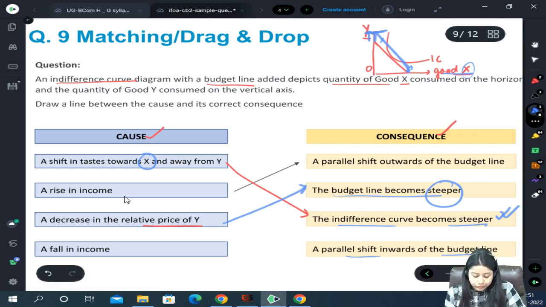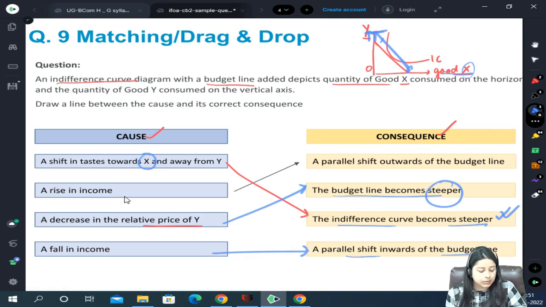Very good. Fall in income is the opposite of rise in income. Is it clear? Very simple. Then there are drag and drop, match the following questions, where you can get a cause and consequence, or terms and their description. So you can have more kinds of questions. Now you are understanding that they are testing your theory knowledge in every way.